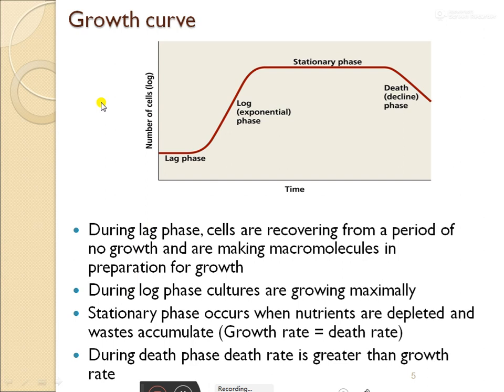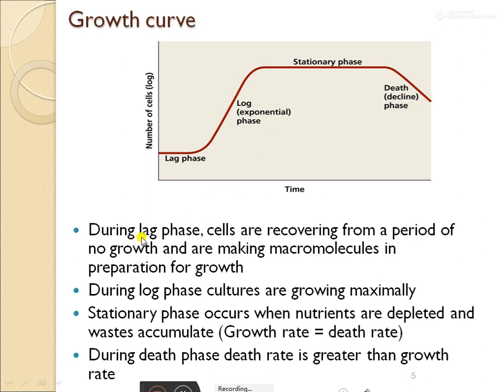This is the growth curve of bacteria. As you can see here, there are a total of 4 phases in the growth curve of bacteria. The first is the initial phase, that is the lag phase. The second one is the log phase, also called the exponential phase. The third one is the stationary phase, and the fourth one is the decline or death phase.